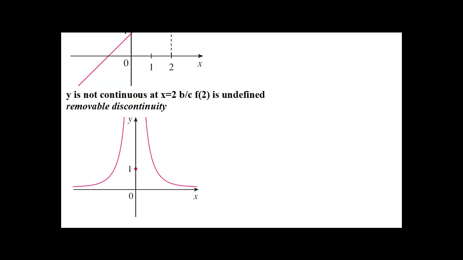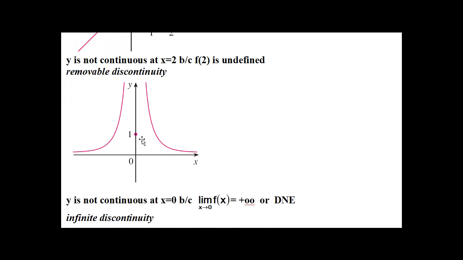In this next example, at x equals 0, we can see that the function is defined. Y is equal to 1 when x is equal to 0. However, the two-sided limit as x approaches 0 does not exist. Both the right and the left-sided limits approach infinity. An infinite limit is really describing how the limit does not exist. We call this an infinite discontinuity.